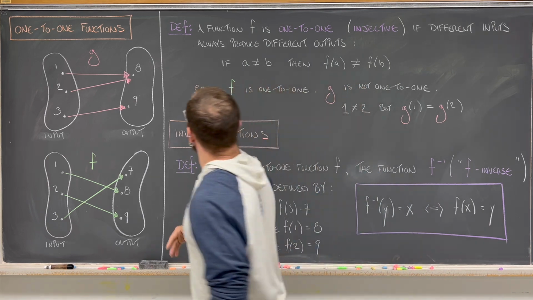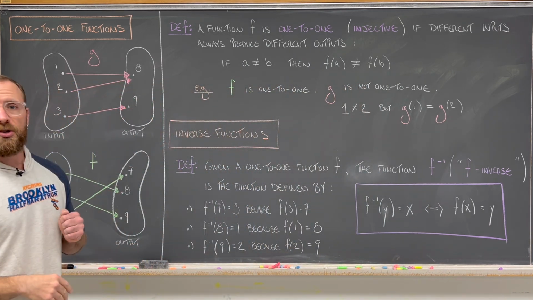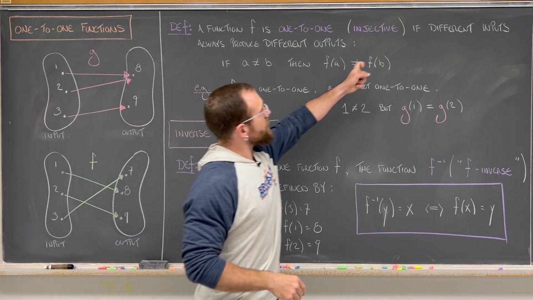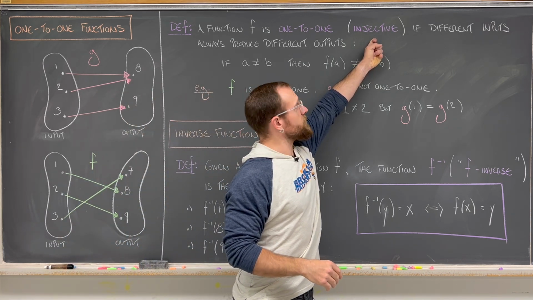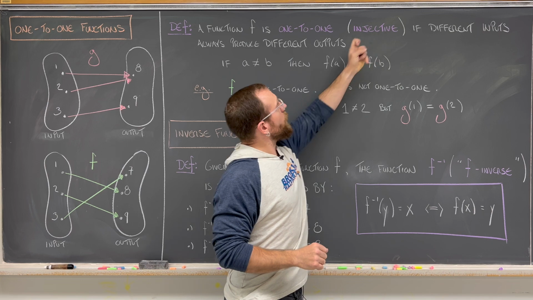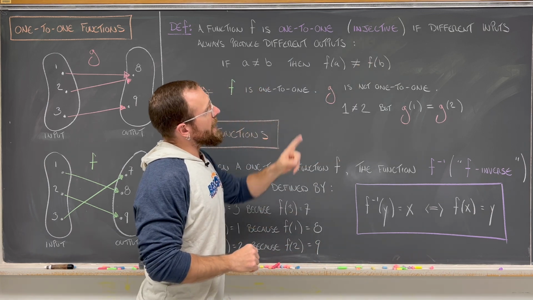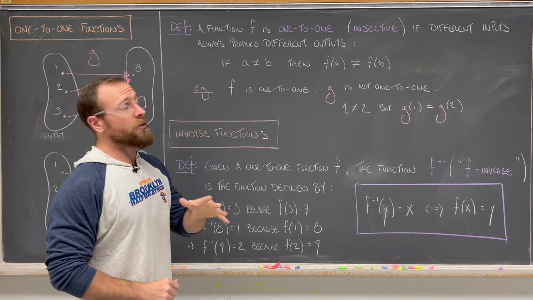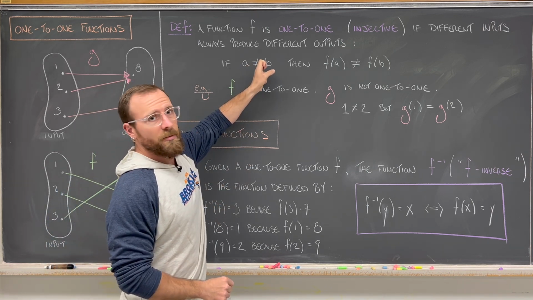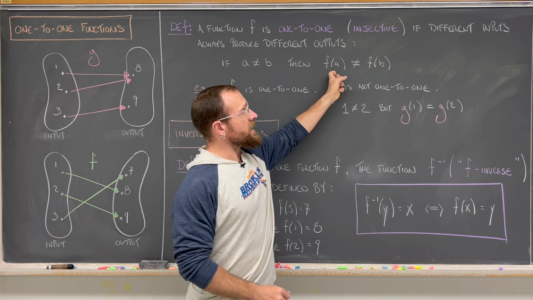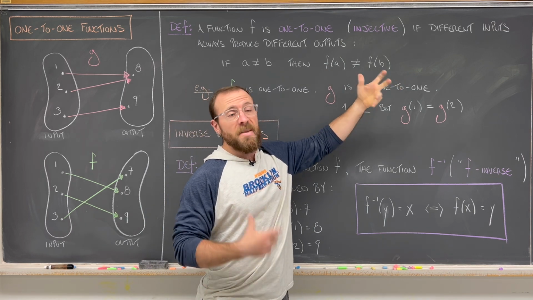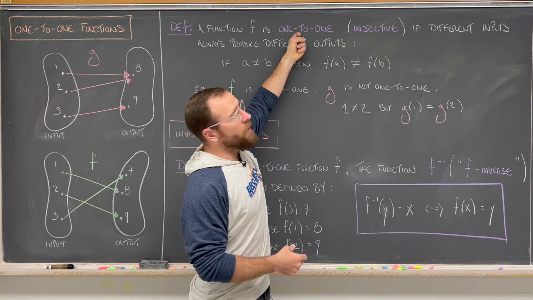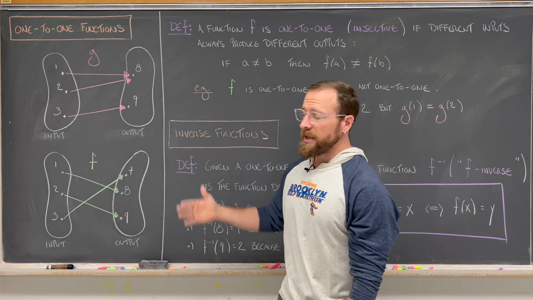So this definition says a function f is one-to-one, and that is also called injective in certain textbooks, but for us we'll be calling it one-to-one. f is one-to-one if different inputs always produce different outputs. In other words, if a is not the same as b, then f of a is not the same as f of b.